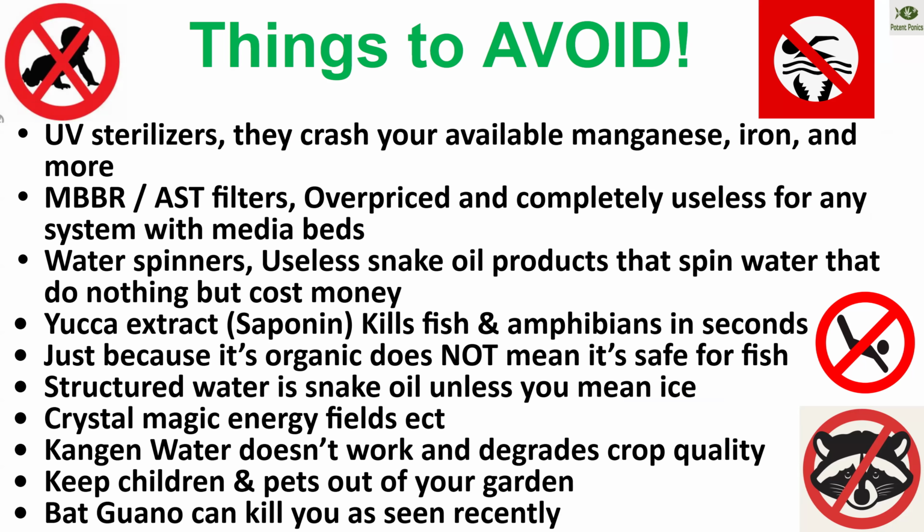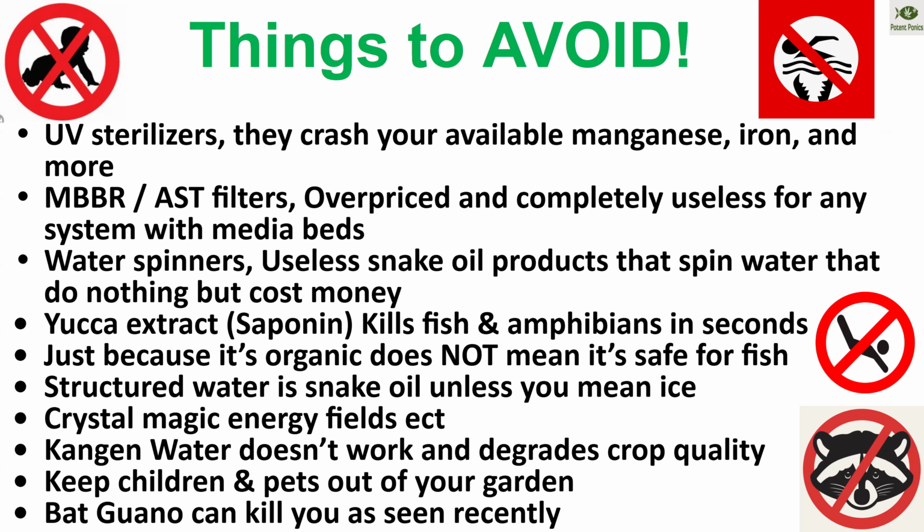Water spinners, they'll change the political affiliation and gender of your water or whatever else they claim. They're snake oil and they don't do anything. Same thing with structured water. If one more idiot tells me about structured water that isn't referring to ice, I swear I will scream. Kangen water, another one of those chemical scams that just basically creates bleach for you to put on your plants. It burns your plants, causes problems.